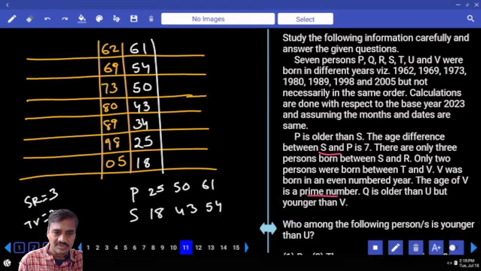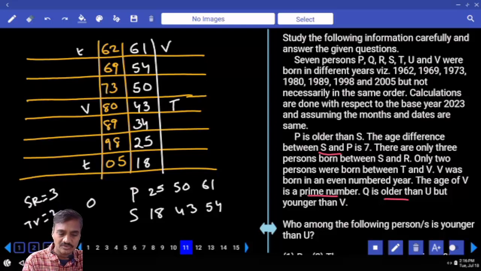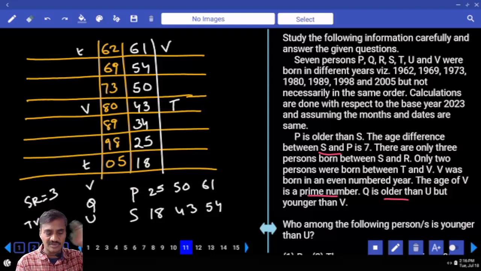And V is a prime number, and 61 is a prime number, isn't it? And 43 is another prime number. And so how many possibilities we have? Either V is here or V is here. Now V is here, there are 2 persons between V and T. In this case there is one possibility, and in this case T can be here or T can be here. There are 2 different possibilities. Then now T and V, and Q is older than U. Now Q is older than U but younger than V. Then next one, T and V we have done. S and R, there must be exactly 3 people.